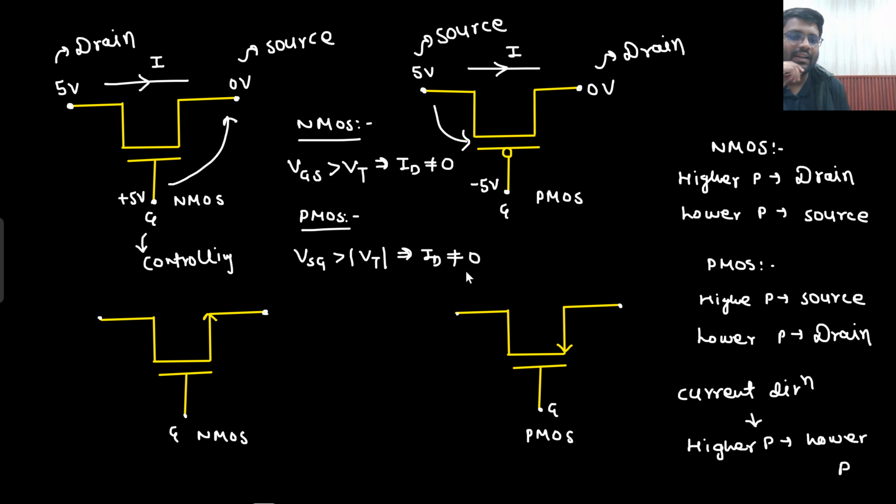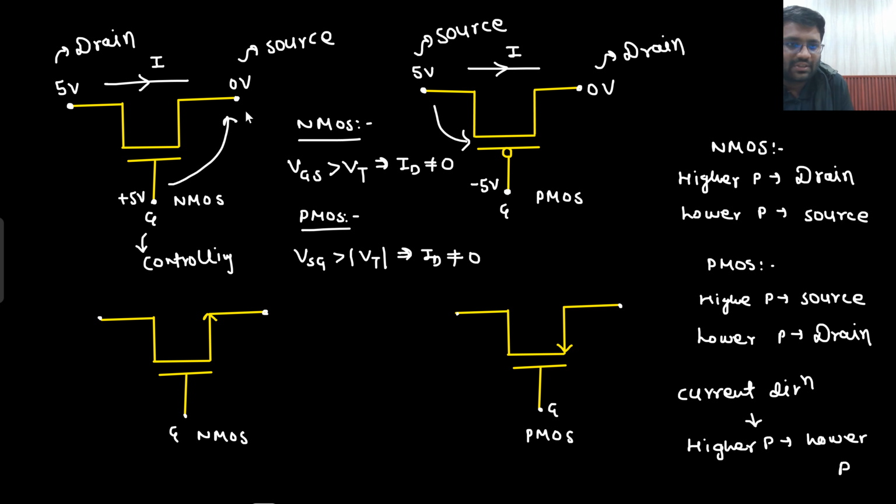So did you understand the current flow? When the current will keep on flowing, if your VGS is greater than VT, then current will keep on flowing. And here if your VSG, source to gate potential, because here this is a higher potential, no? So higher to lower, like we don't care about the gate potential actually, but this is at higher potential. So VSG I am writing, and here source is at lower potential.